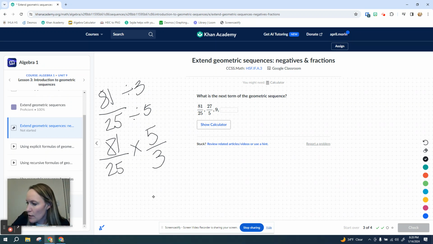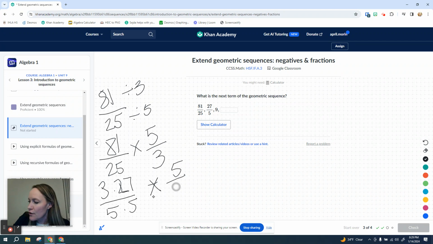Okay. So if I do this, I can rewrite 81 as 3 times 27. If you don't believe me, get out the calculator, double check. 5 times, sorry, that's supposed to be times 5/3. Now I have a 5 that cancels on top, 5 on bottom. I have a 3 on top and 3 on bottom. So then I get 27 divided by 5.